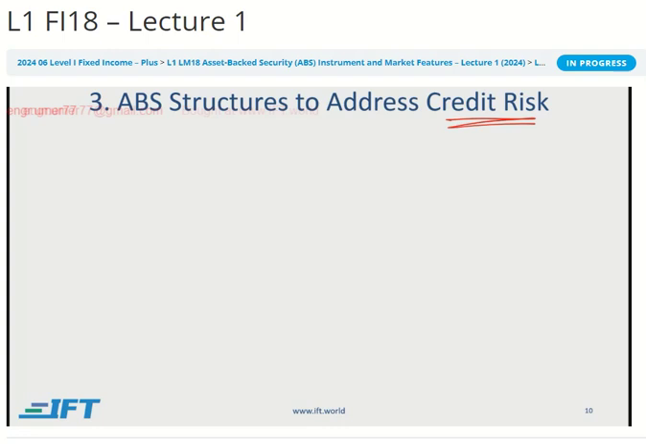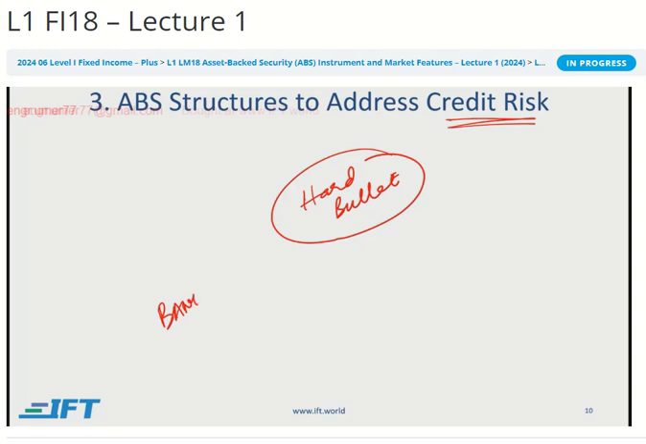address credit risk. Now, coming back to the hard bullet, how can you keep a hard bullet and still reduce the credit risk? So let's say this is a bank and the bank has got this ring-fenced asset pool, right? And you've got your securities, your covered bonds.